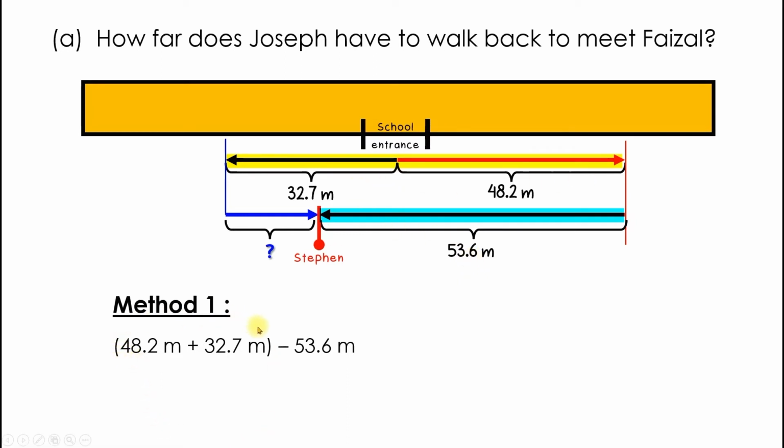So I'm going to put this in a bracket because I have to do this first. So I have to solve this, and this is going to give me 80.9 meters. Subtract with 53.6 and we'll end up with 27.3 meters.